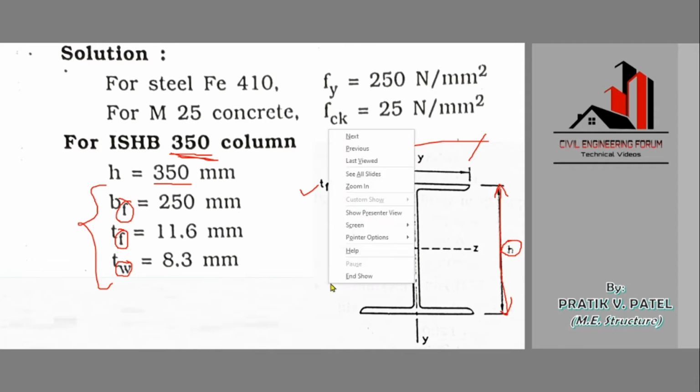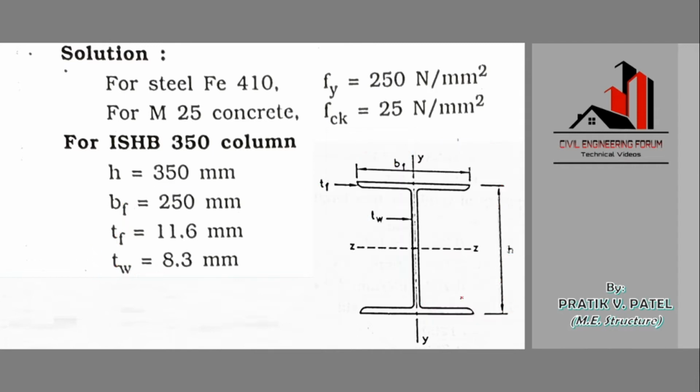So in this way I have noted all the things from the steel table, and now I have the values of this BF, this TF, this TW, this H, everything. In short, I have the dimensions of the cross section of the compression member, for which I am informed to design the slab base foundation.